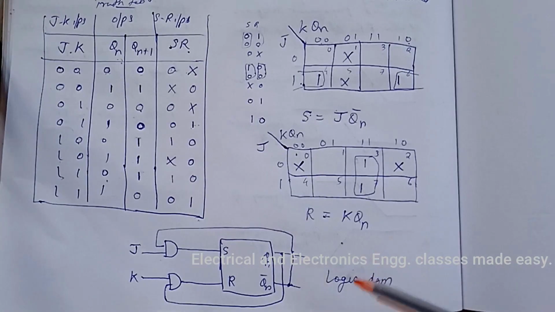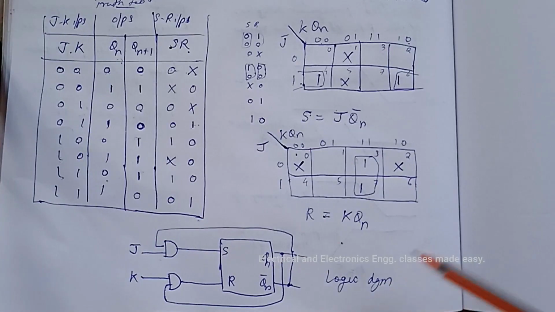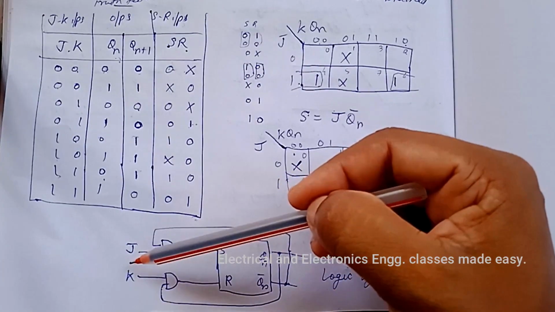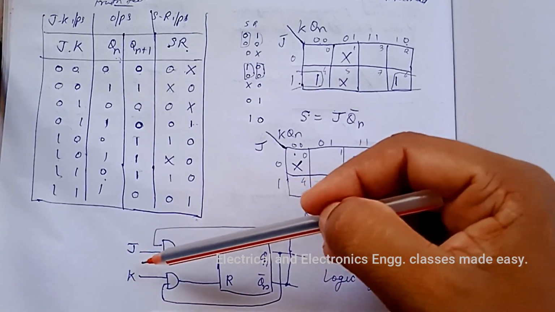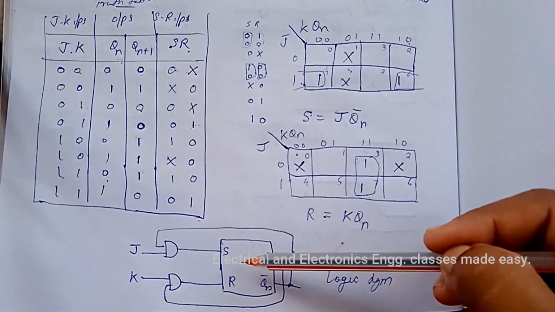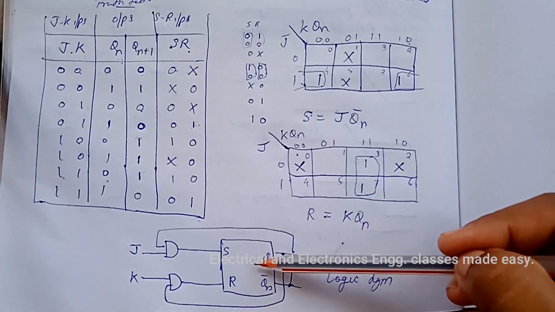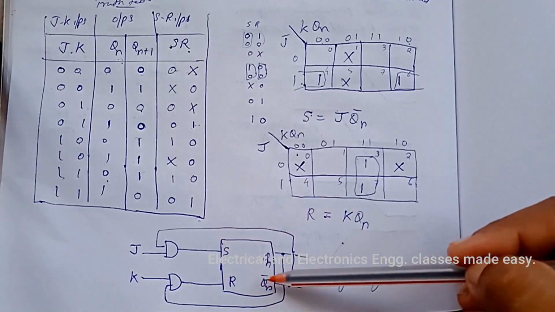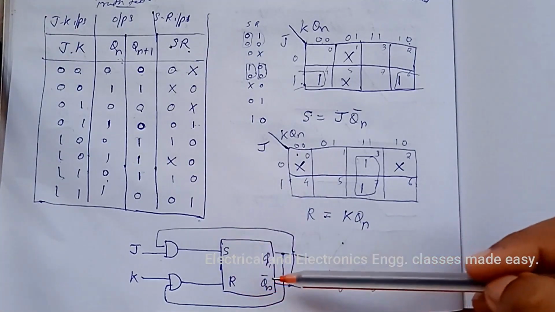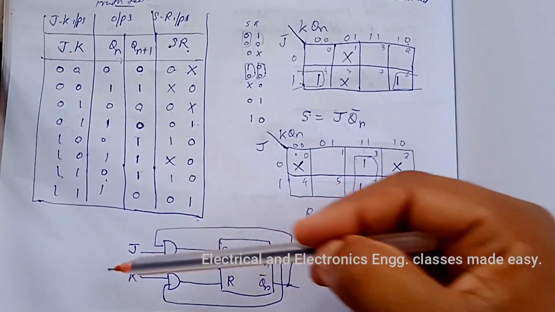So in this way we have to design each conversion. That is, this is the required flip-flop input and that is given to a combinational circuit, and the output of this combinational circuit is given to the input of the actual flip-flop. Then the output of this actual flip-flop will be the output of the required flip-flop.